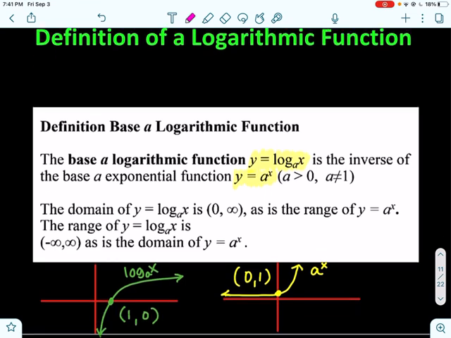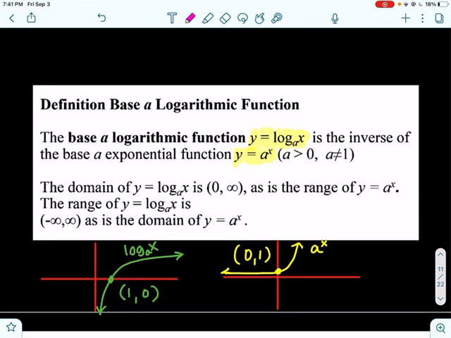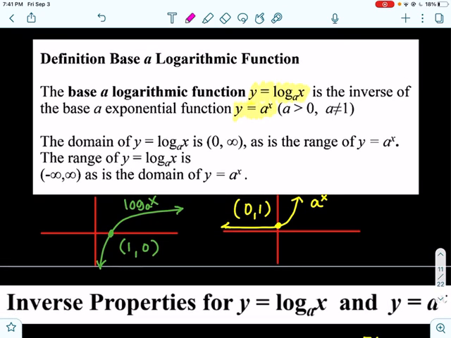So here we have the definition of base a logarithmic functions. The base a logarithmic function highlighted there is y equals log base a of x. And that is the inverse of the base a exponential function, y equals a to the x, where a is greater than 0 and a, of course, is not equal to 1, something we've spoken about before. The domain of the logarithmic function is from 0 to infinity, as is the range of y equals a to the x. So notice that switching of the domain and the range.